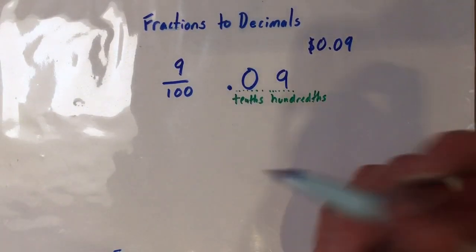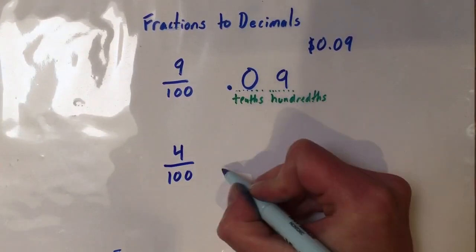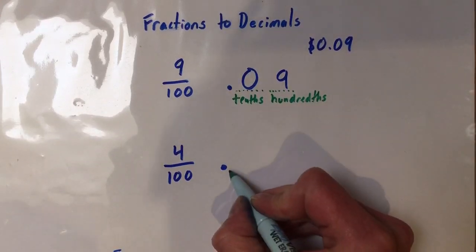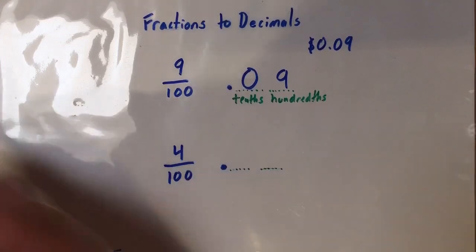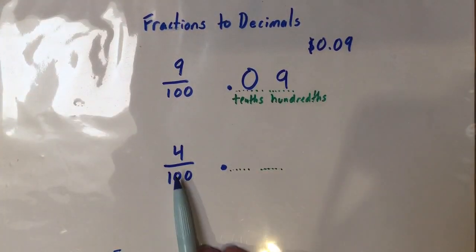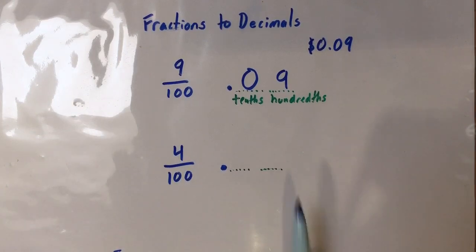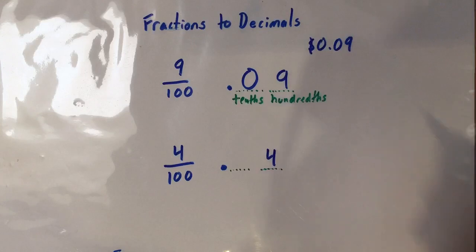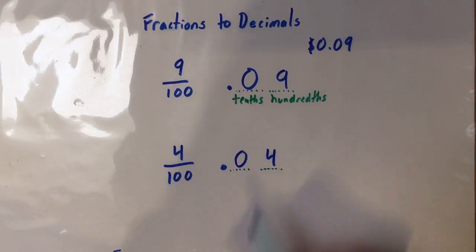Let's try another one. Let's do 4/100ths. This time, I'm going to put in the place value lines, but I'm not going to label them. If you need to label them, you go ahead and do that. You do what works for you. 4/100ths. I know that the 4 is going to need to be in the hundredths place. So this is my hundredths place. The 4 goes here. I cannot leave that tenths place blank because that won't be a good looking number. I need my 0 as my placeholder.